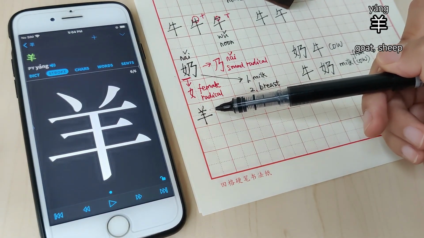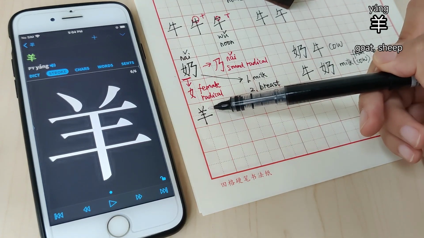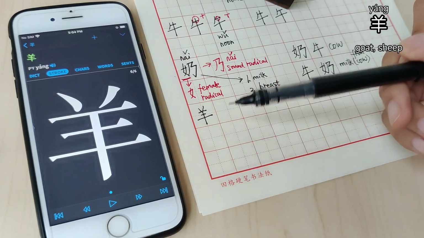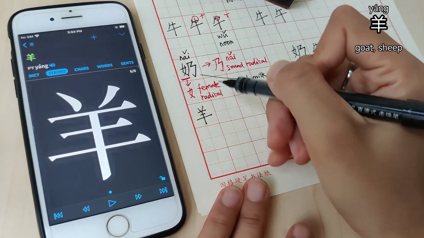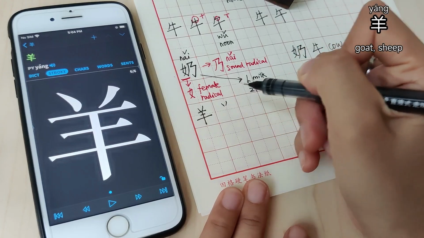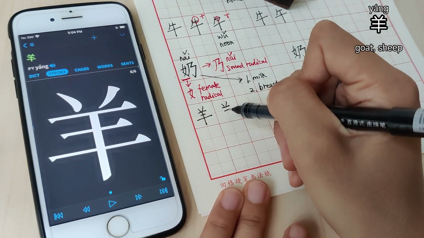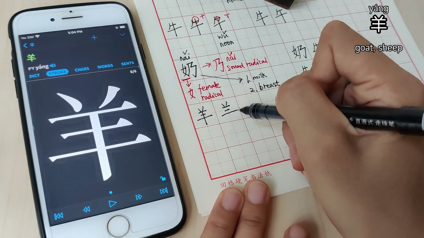They are not the same length. So this one is medium, this one is short, and this one is long. I'll write it one more time. So we got 1, 2, and then this is medium, and then short, and then long.